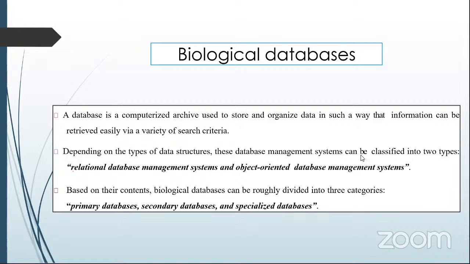Depending upon the type of data structure, the particular database will manage the system, and it is classified into two types: the relational database management system and the object oriented database management system. If you are new to any database, you can start by searching from scratch and getting knowledge about what the particular database is providing to you.